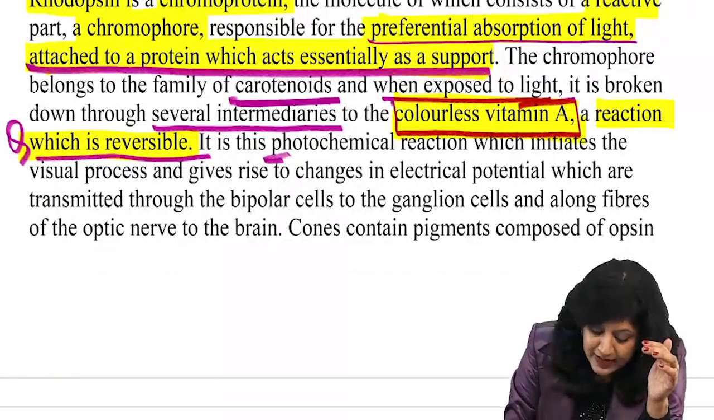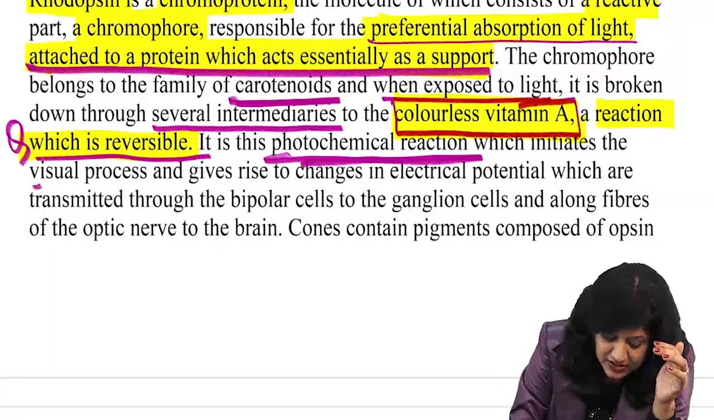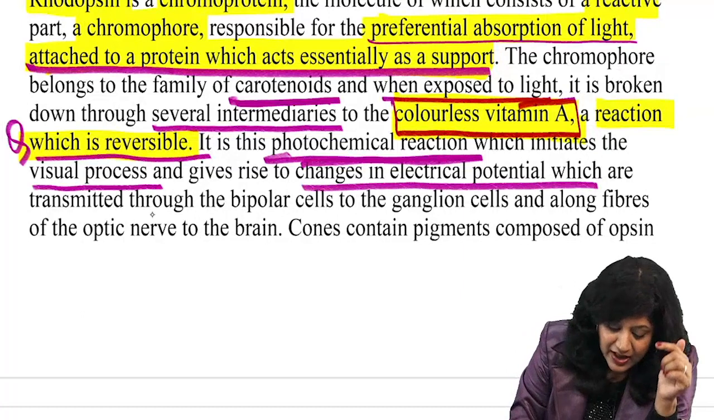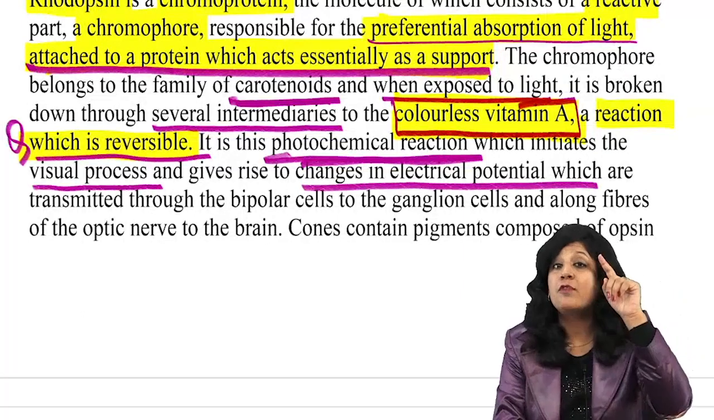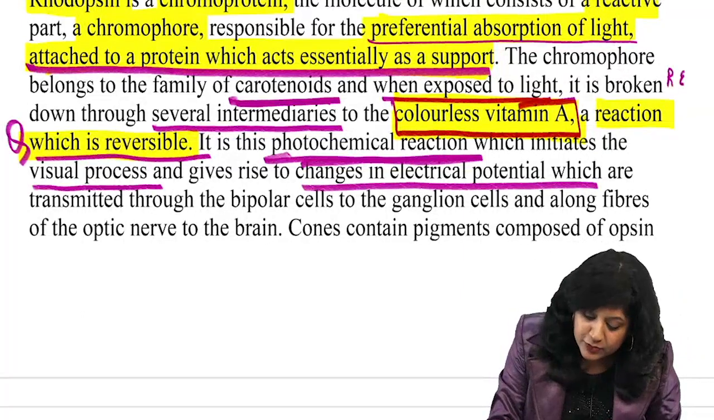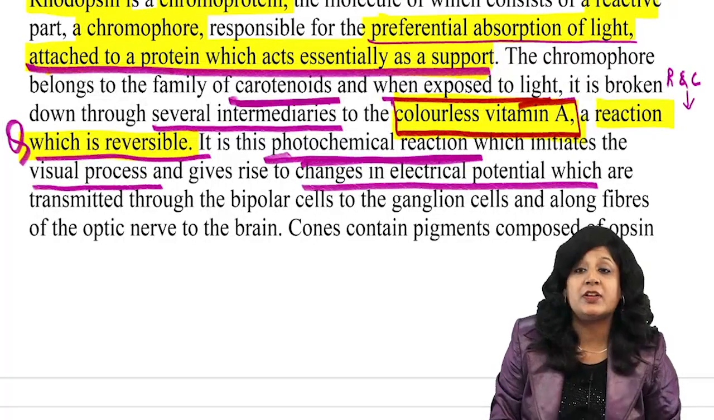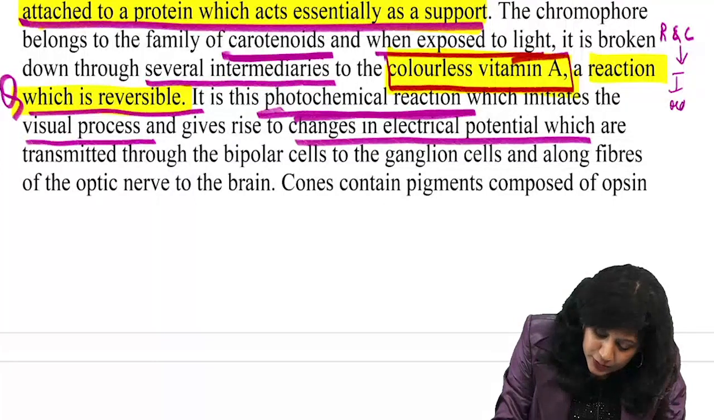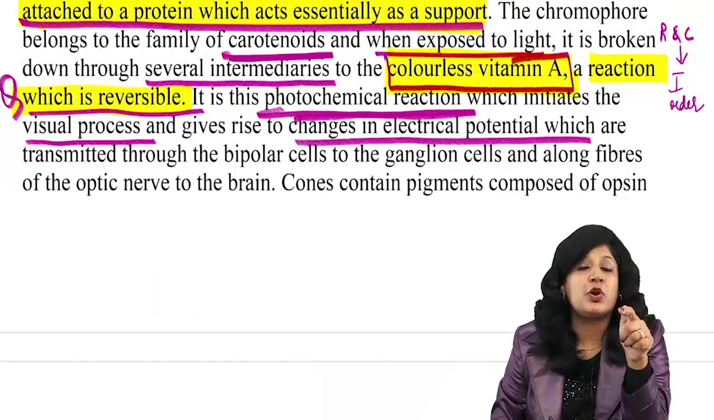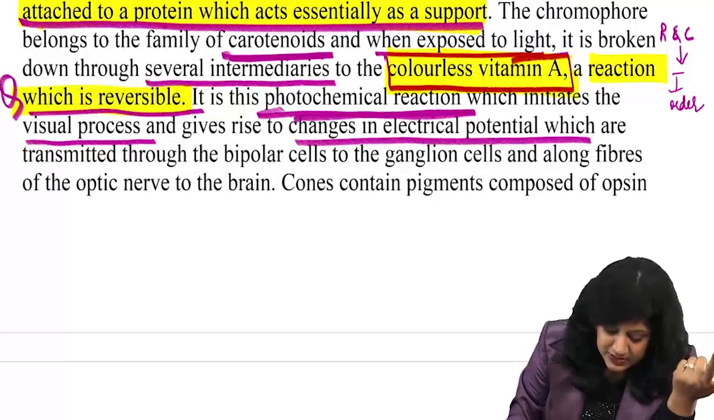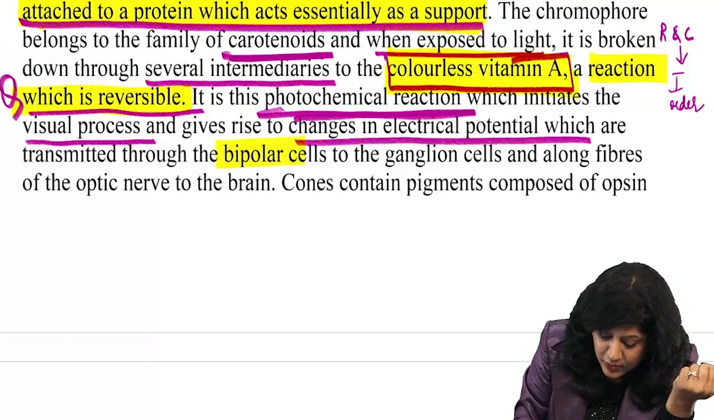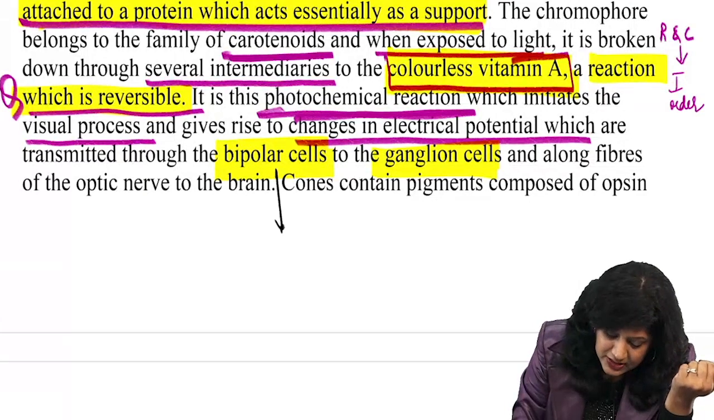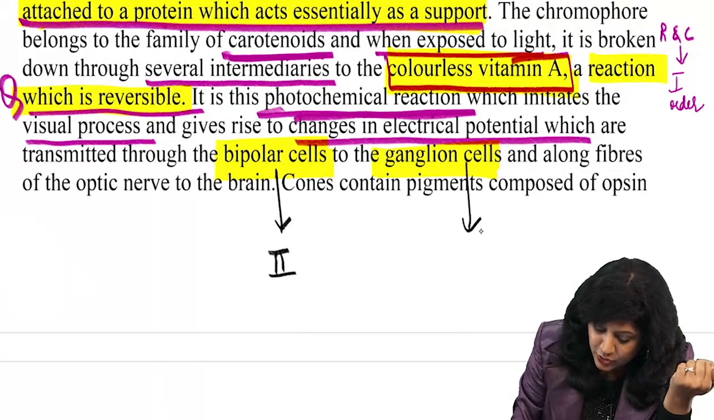It is a photochemical reaction which initiates the visual process, gives changes in the electrical potential and transmits it through. Now you have already talked about the rods and cones, which were your photoreceptors, and now you also know these are your first order neurons. Okay, so from the first order, where will it go? So that is your common sense. They will go to the bipolar cells and then to the ganglionic cells. So this is your second order and this is your third order.